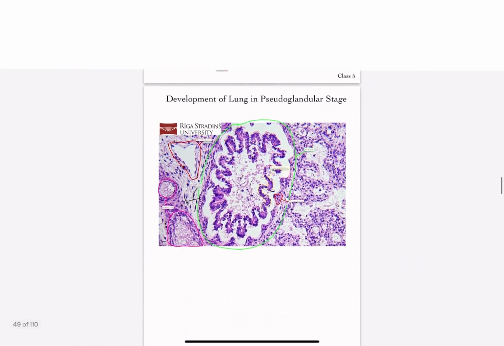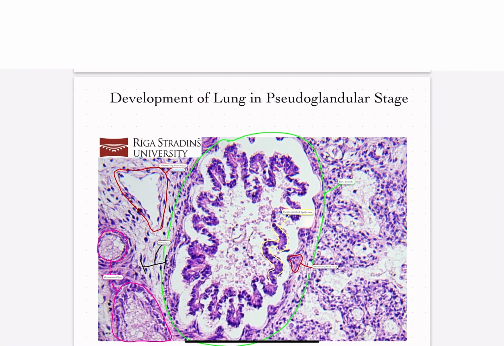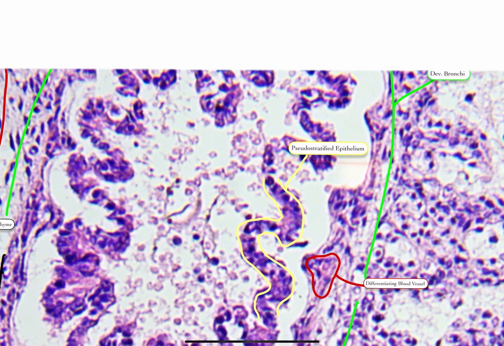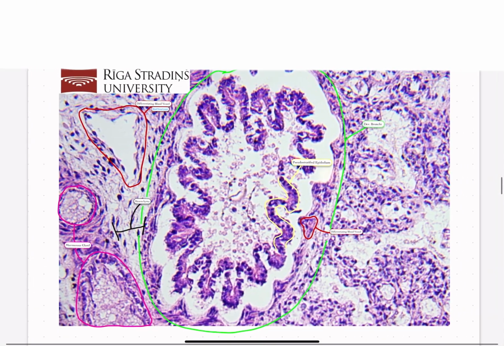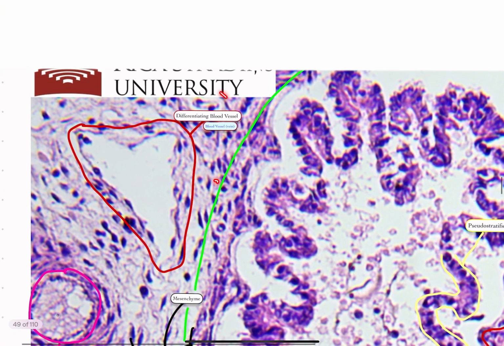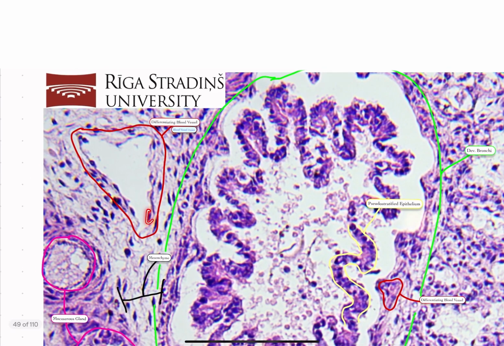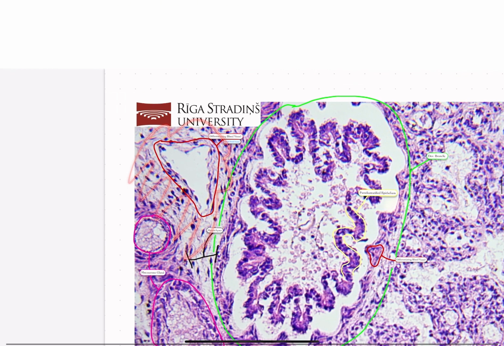So let's try to see. Here we go. These are the structures more in a zoomed in manner. So here you'll actually see the pseudostratified epithelium. I don't think this is a structure that you actually have to know, but you can see it lining this bronchi. You can also see the differentiating blood vessels. In this case, this would be a vein because of the very, very thin blood vessel wall. We can only see the endothelial cells here practically, and then also the mesenchyme surrounding it.